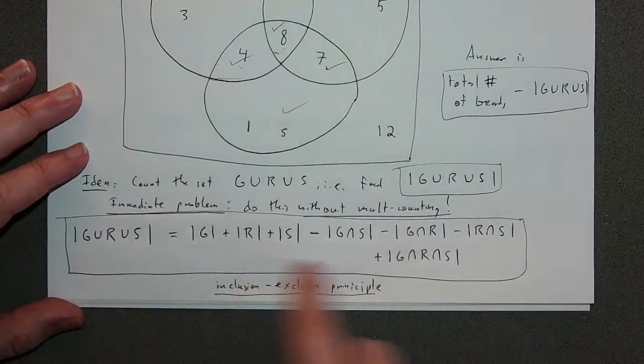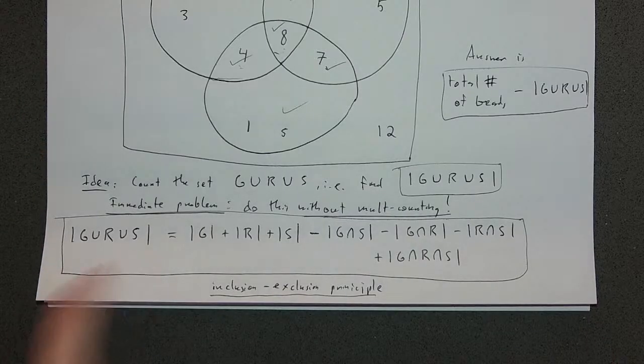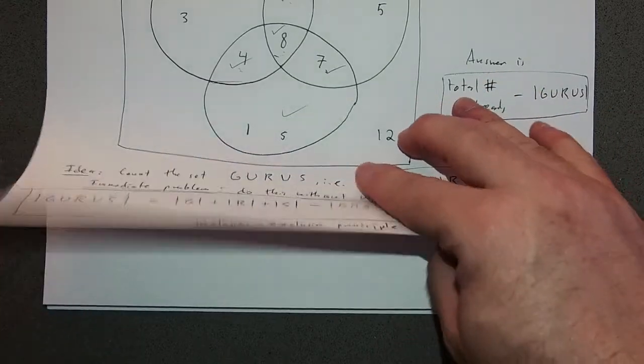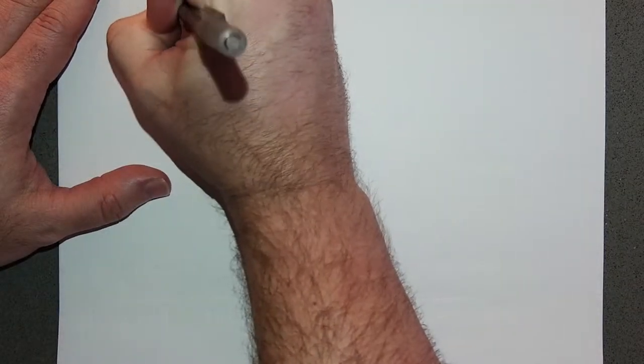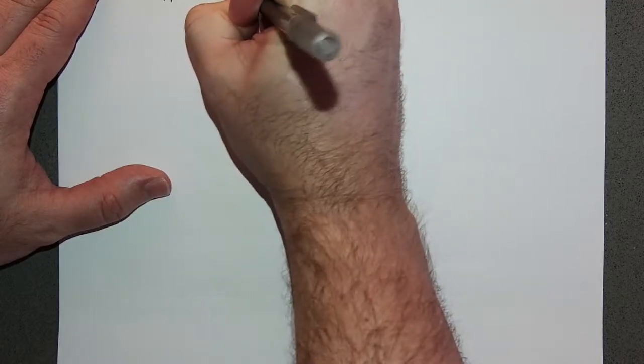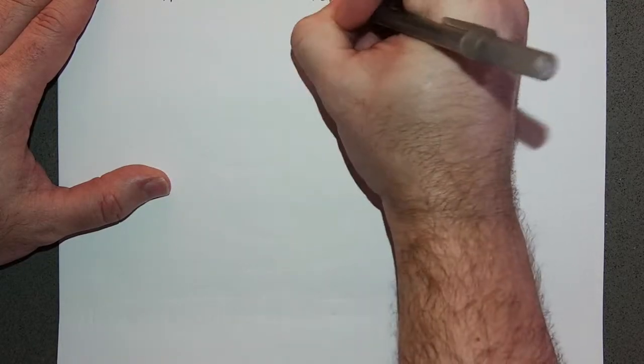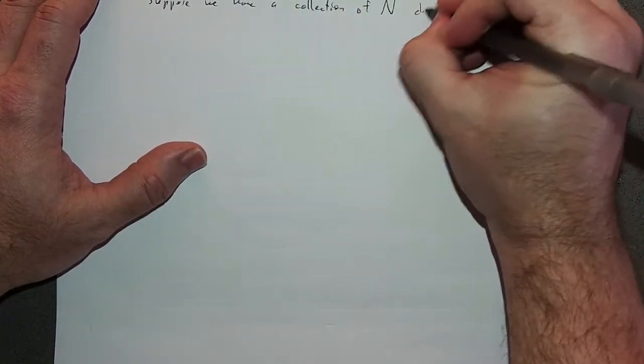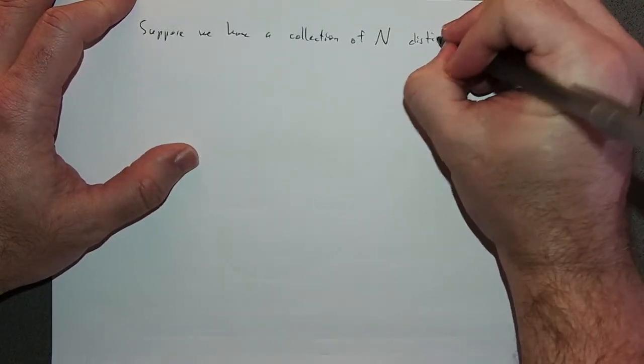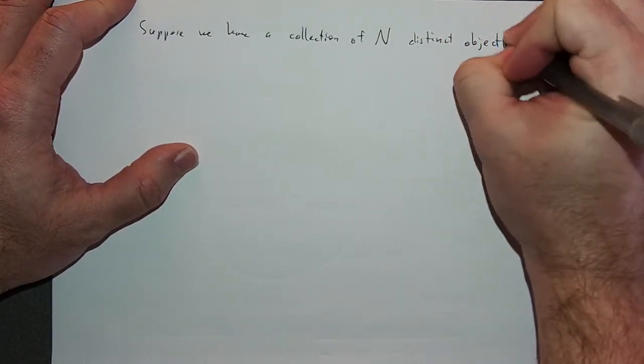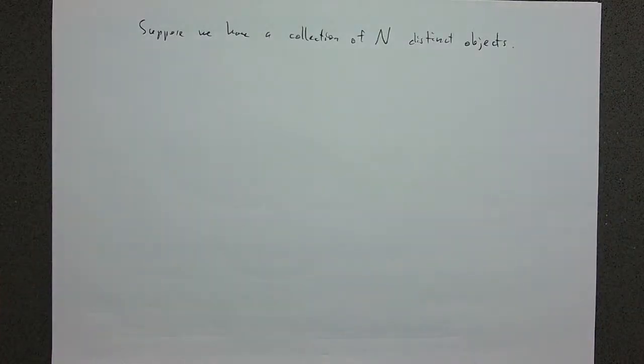This pattern here is the most important one to notice, the case for 3 sets. Once you see it for 4 sets and how it goes, you can immediately see the pattern. I'm going to write that out now, but before I do, let's do some notation here. So suppose we have a collection of n distinct objects. Okay, so we have n distinct objects here.